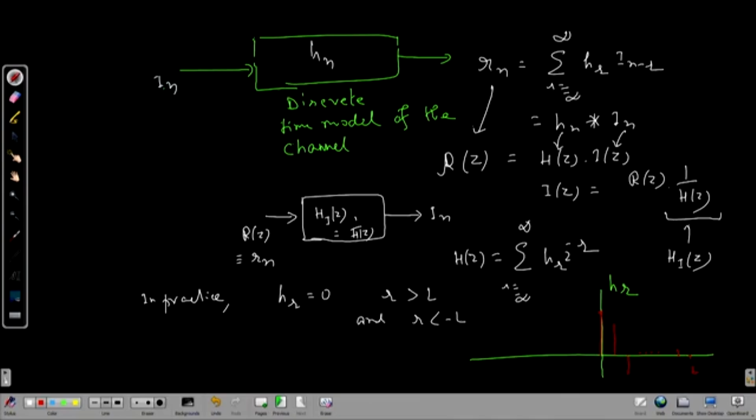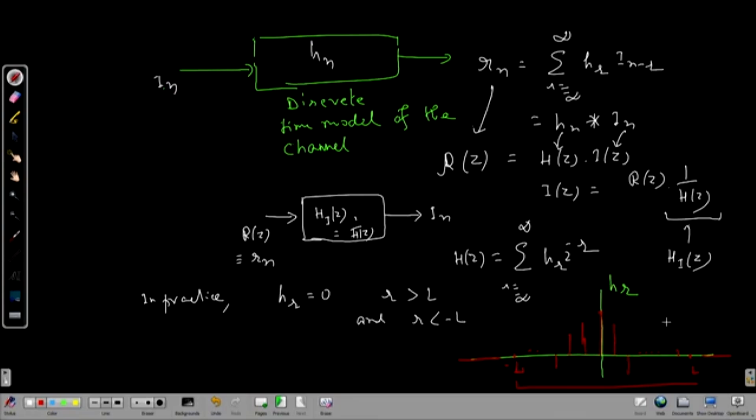This is L, very small value. Similarly, on this side maybe, and then zeros. So, this is my range, L to minus L. Outside, in practice, it will be 0 after that. So, then that means HR actually is an FIR filter, finite impulse response filter. HZ has only zeros, right.